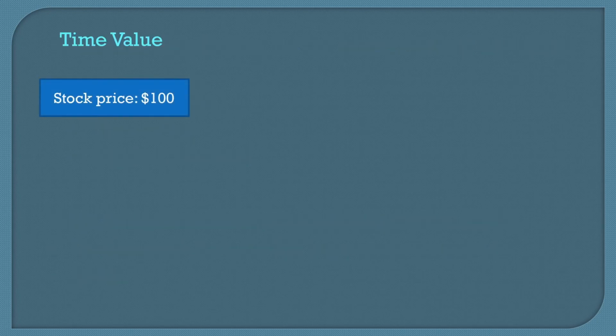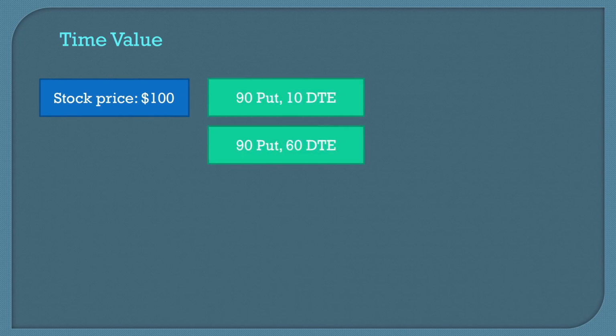You have a stock and its price is $100. So there are two options available, both at the same strike prices, but with different expiration. One is a $90 put with 10 days to expiration, and the other is also a $90 put, but with 60 days to expiration. So which of these two options will cost more?